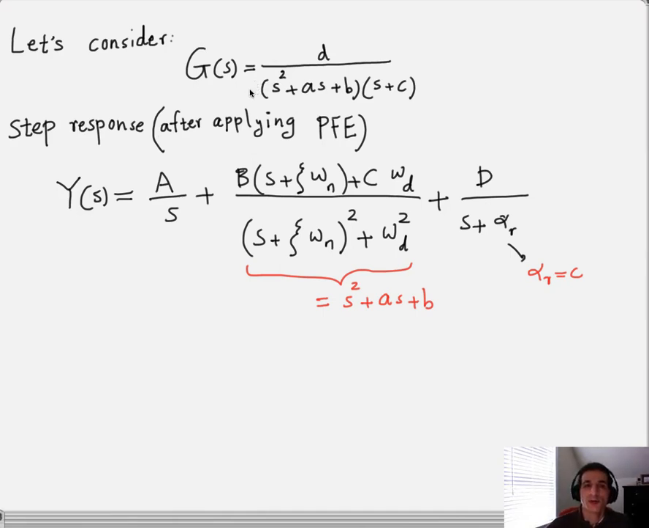Then if we apply partial fraction expansion, it's going to be represented in this form, and as you see, s squared plus as plus b, if you write it as a complete square, is going to look like this. That tells you that the system has three poles, one at negative c and the other two at negative zeta omega n plus minus j omega d. Now let's establish conditions under which we can approximate this system G of s, which has three poles, by just two poles.